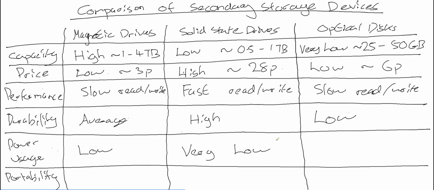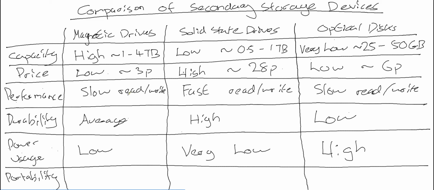But if we go over to optical discs, these have a very high power consumption. Not obviously the disc itself, but the optical drives that you place them in to read and write them generally have a much higher power consumption than solid state drives or magnetic drives. And then finally, let's go on to look at portability.